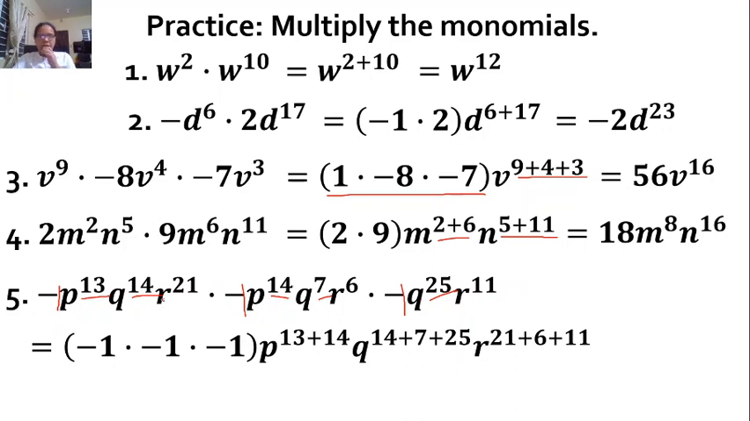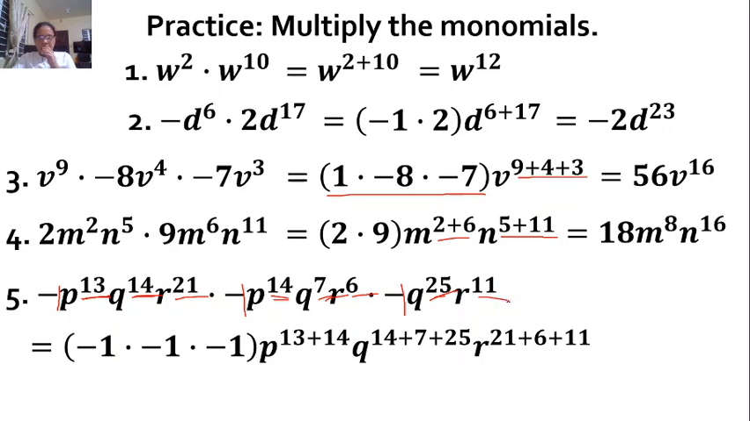and for p, you only have 13 and 14. For q, we have 14, 7, and 25. And then for r, we have 21, 6, and 11.